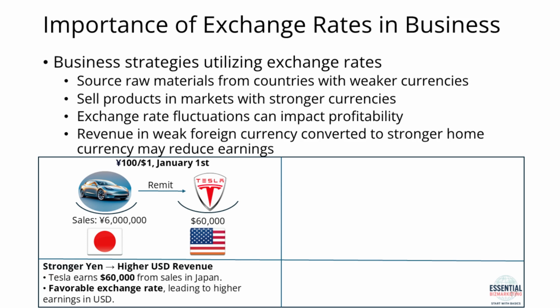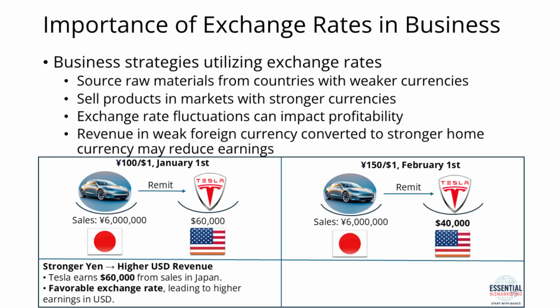Let's see how a strong yen affects Tesla's earnings. At 100 yen per $1, 6 million yen in sales converts to $60,000. A stronger yen means Tesla gains more when remitting profits back to the US. Now the exchange rate begins to shift. If the yen weakens to 150 yen per $1, the same 6 million yen will convert to fewer US dollars.